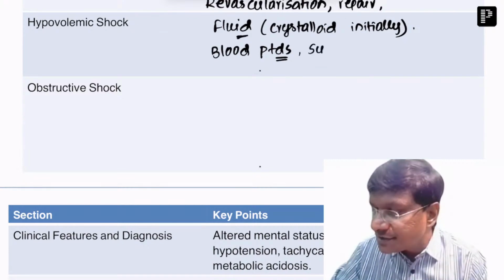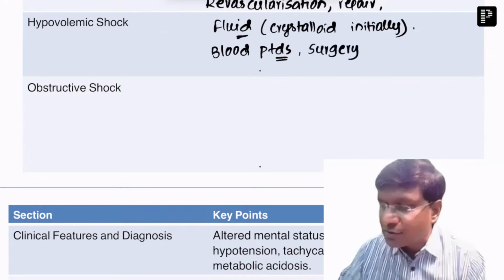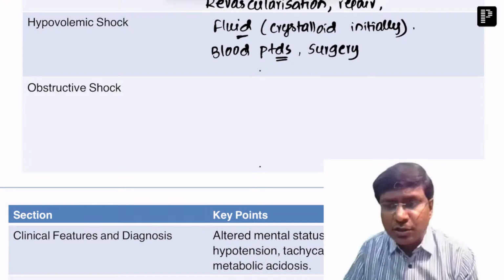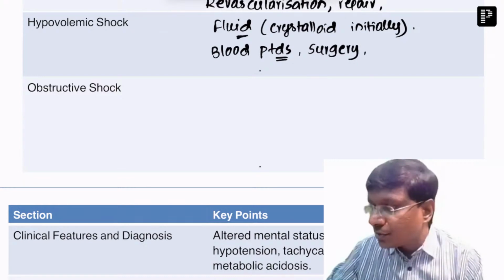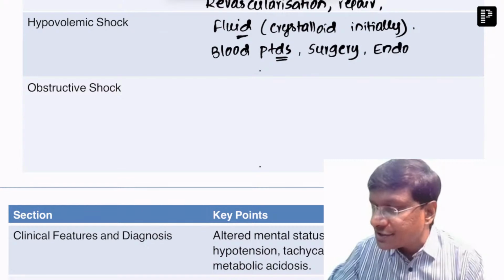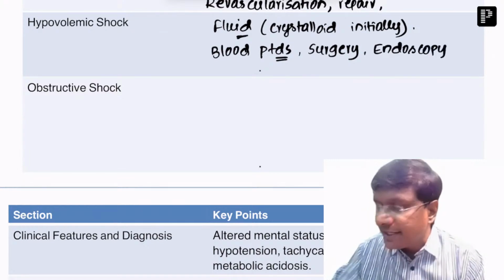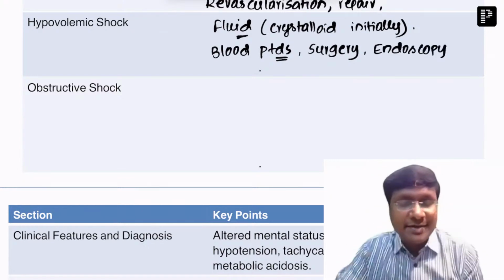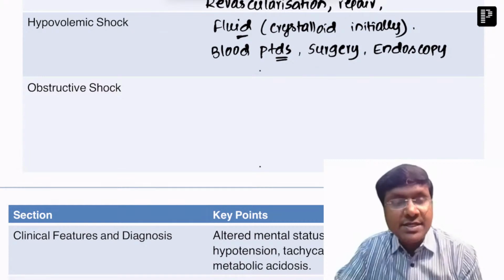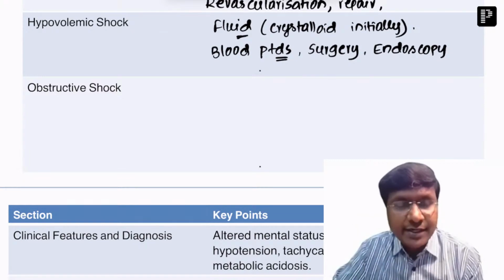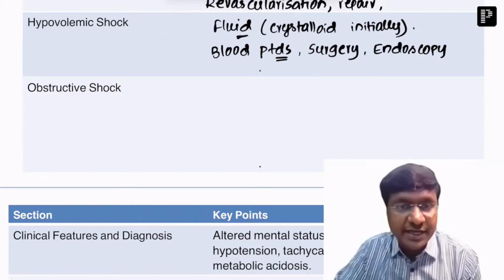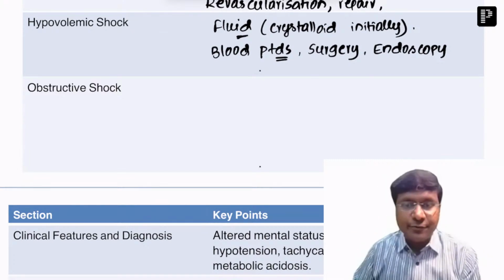Or these patients may require surgery also if there is any rupture of the vessel causing the hemorrhage, right? Or you need to do endoscopy after stabilization to look for gastrointestinal bleed. And if there is any gastrointestinal bleed secondary to esophageal varices, then what do you need to do? Esophageal variceal ligation or banding should be done, right? Or endoscopic sclerotherapy should be given. This is the treatment for hypovolemic shock.